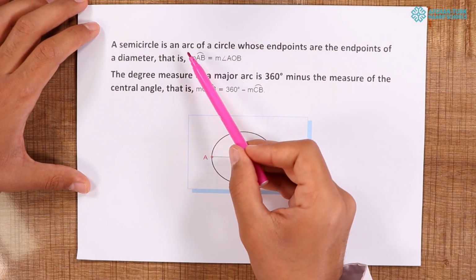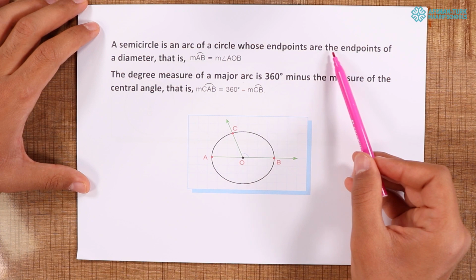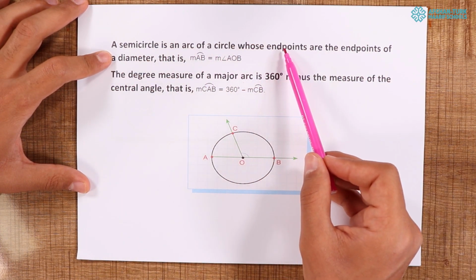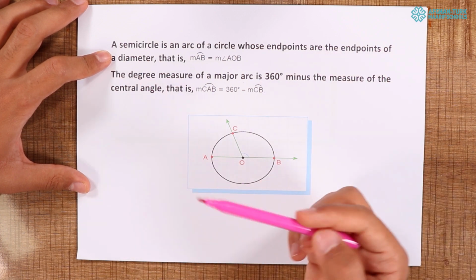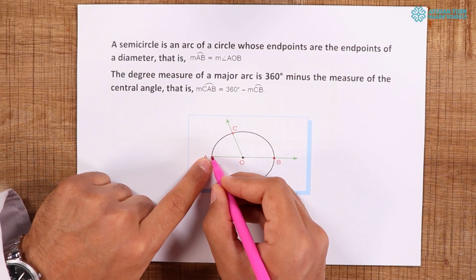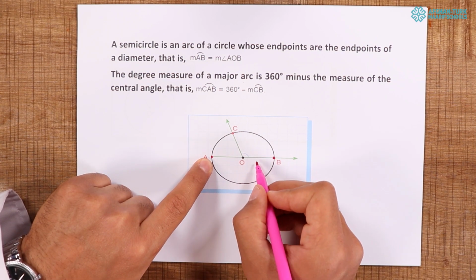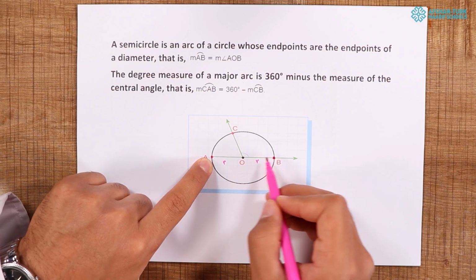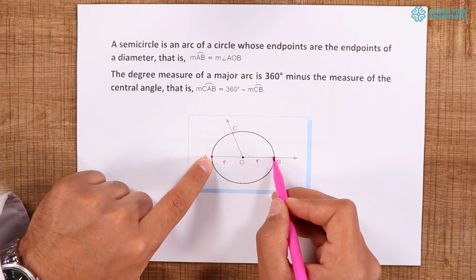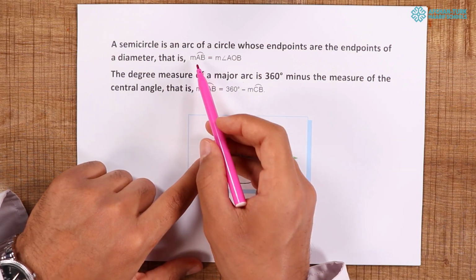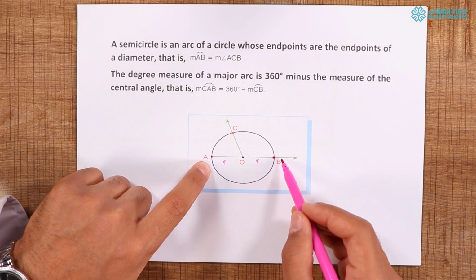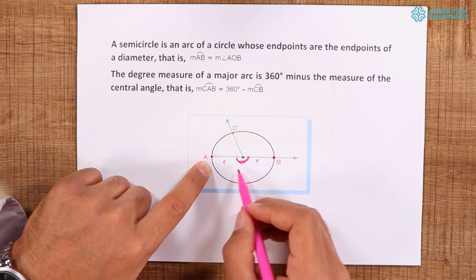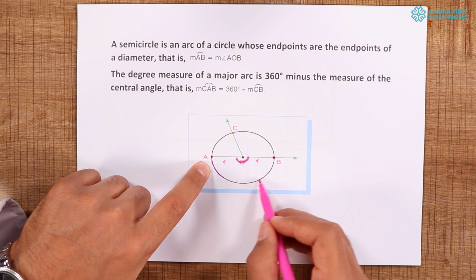A semicircle is an arc of a circle whose endpoints are the endpoints of a diameter. What was the diameter? Diameter was the biggest chord. It means 2 R. So the measure of arc AB is equal to the measure of angle AOB. It means the measure of this angle is equal to the measure of this big arc.